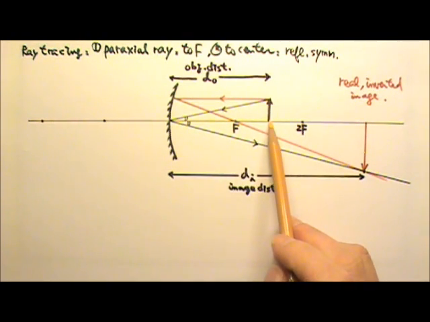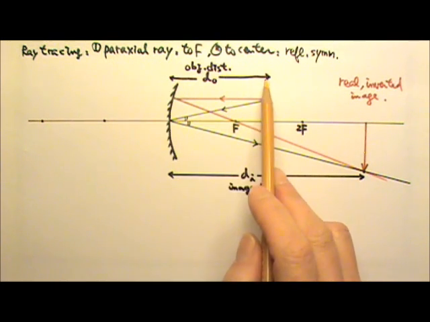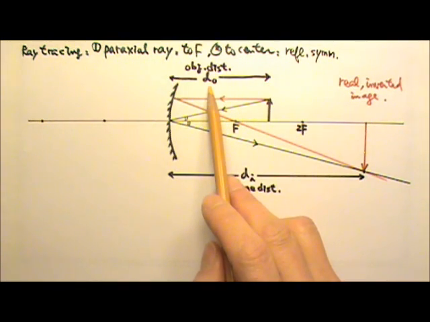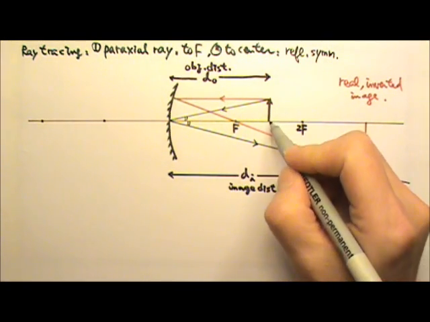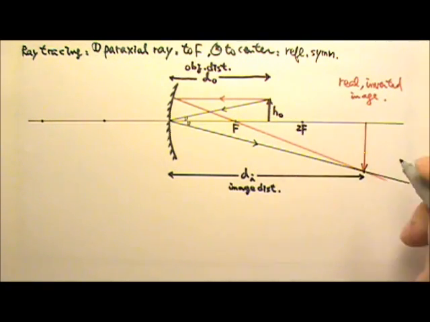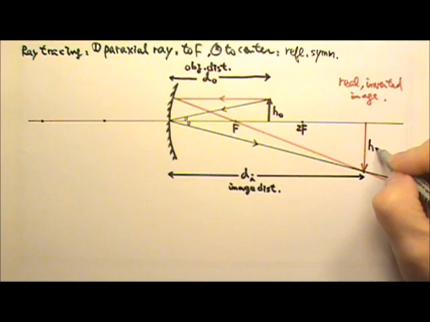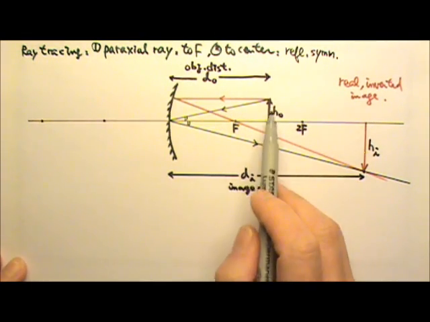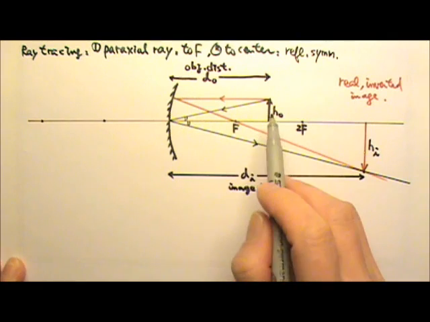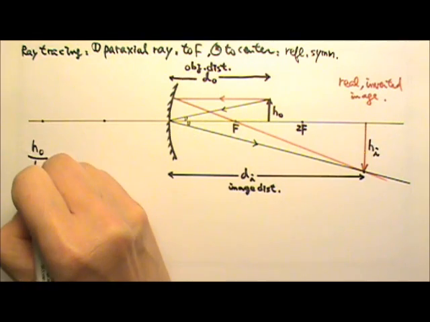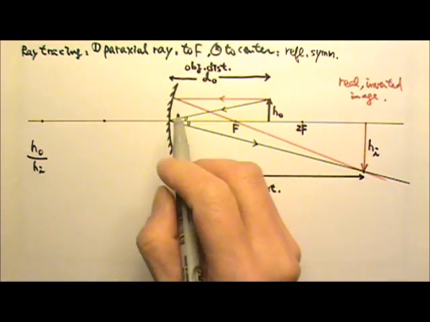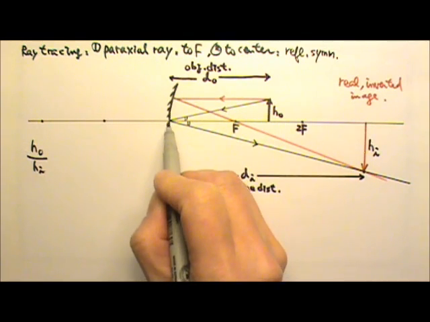The distance between the object and the mirror is called the object distance, and we're going to use d sub O for that. The distance between the image and the center of the mirror is the image distance. We're going to use d sub I for that. And the height of the object is h sub O. The height of the image is h sub I. Because these two right triangles are similar, the sides are proportional, which means h_O over h_I, this over that, would equal d_O divided by d_I.